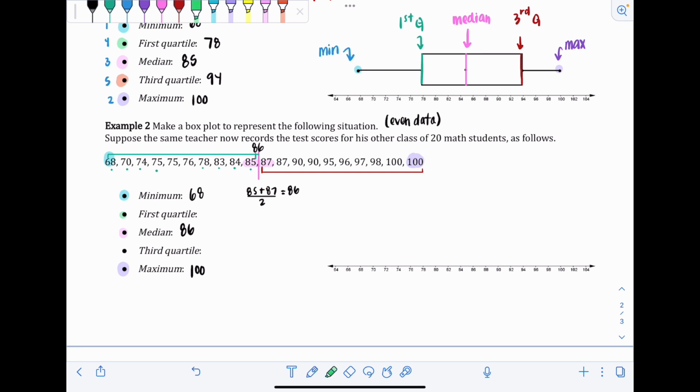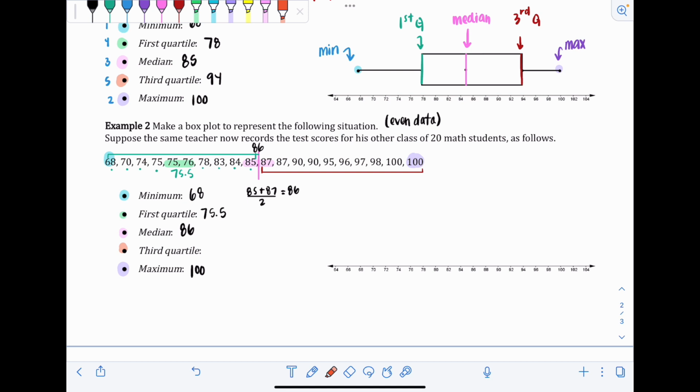So again, I ended up with 2 in the middle here. So I have to find the average of those two. The average of 75 and 76 would be 75.5. So that's going to be our first quartile, 75.5. And then for the third quartile, that's the median from the upper half of the data set.